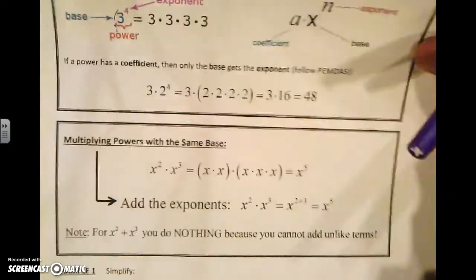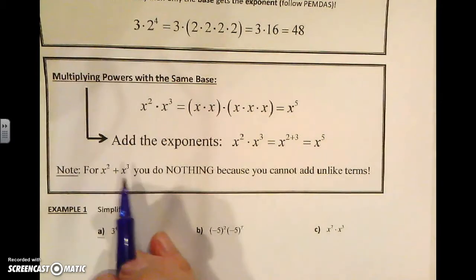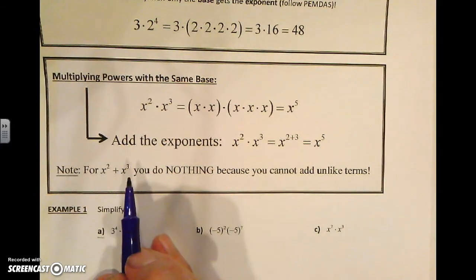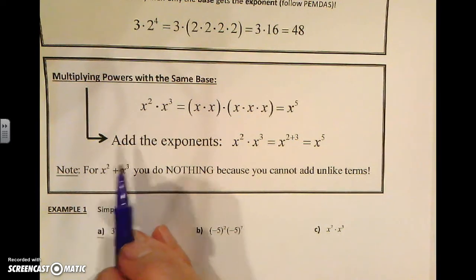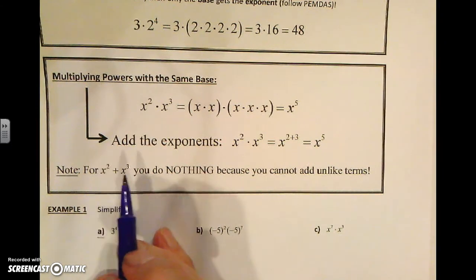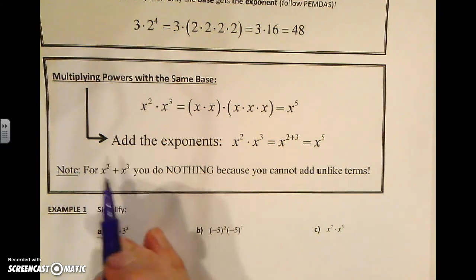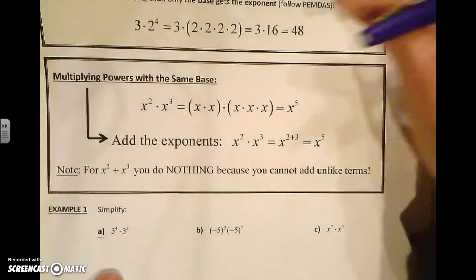Just kind of mentioning right here, remember that when you have x squared plus x cubed, whenever you're adding terms, you have to have the same exponent. They have to have the same degree before we can add them. So you can do nothing to this expression right here because you can't add unlike terms.